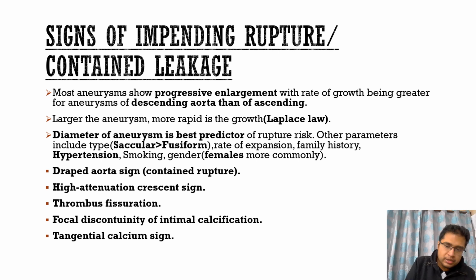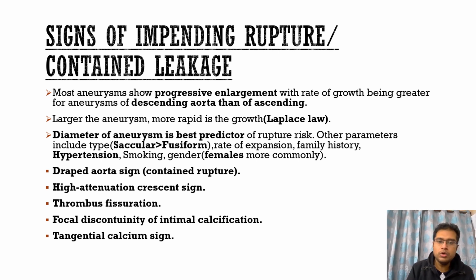So this is a very important slide as to what are the signs of an impending rupture or a contained leak. So most aneurysms show progressive enlargement with rate of growth being greater for aneurysms of the descending thoracic aorta than the ascending thoracic aorta, and the larger the aneurysm, the more rapid is the growth according to the Laplace law. So diameter of the aneurysm is the best predictor for rupture risks. Hence, in all the cases of an aneurysm, it is very important to give the size of the aneurysm.